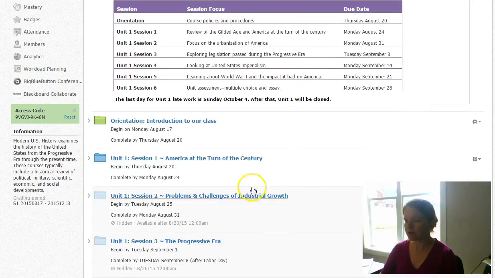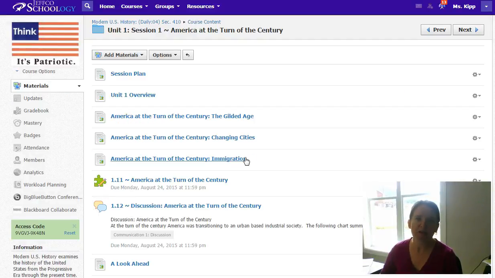So we're going to look at America at the turn of the century. A heads up, this is a shortened session, and that's because you should start at midweek of the very first week that we're back after you complete your orientation, and it's due the Monday after that. So it's more like a 3-day session than a full week session.